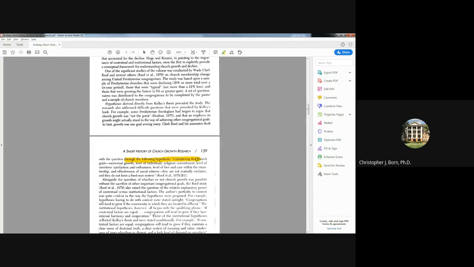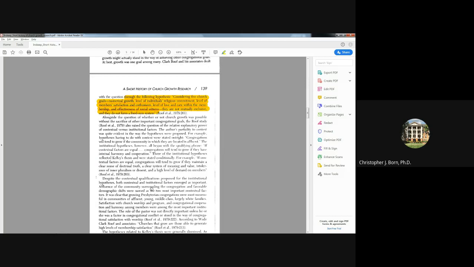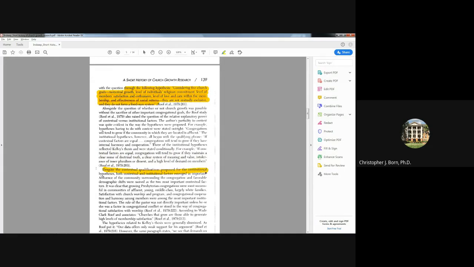one of their hypotheses was considering five church goals: numerical growth, level of individuals' religious commitment, levels of members' satisfaction and enthusiasm, level of love and care, and so forth. They're not mutually exclusive, and they do not form a fixed-sum system. That's their hypothesis that they're trying to determine. And so what they find down here, despite the contextual qualification proposed for the institutional hypothesis, is that both contextual and institutional factors emerged as important in this study.